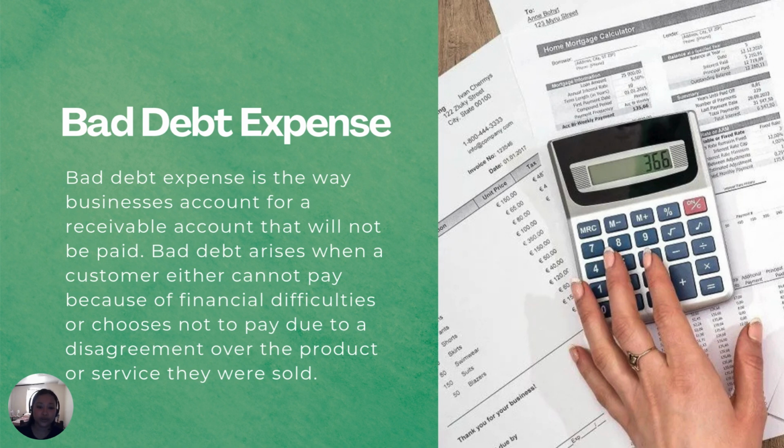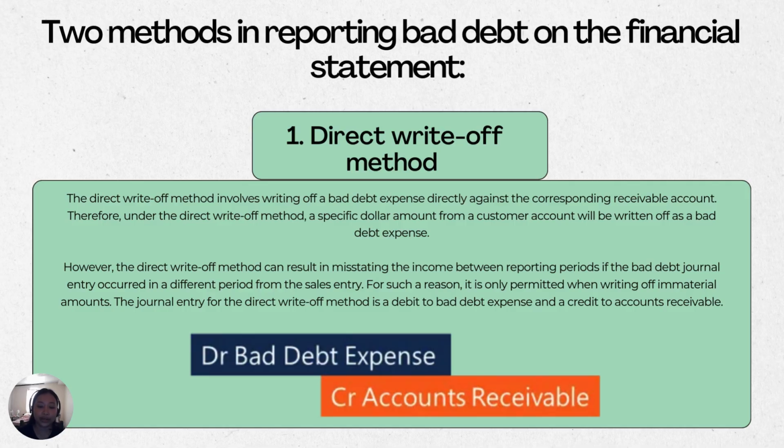There are two methods of reporting bad debts on the financial statement: the direct write-off method and the allowance method. First, let us discuss the direct write-off method. The direct write-off method involves writing off bad debts expense directly against the corresponding receivable account. Therefore, under the direct write-off method, a specific amount from a customer account will be written off as a bad debt. Under this method, bad debts are recorded when they are determined to be uncollectible.